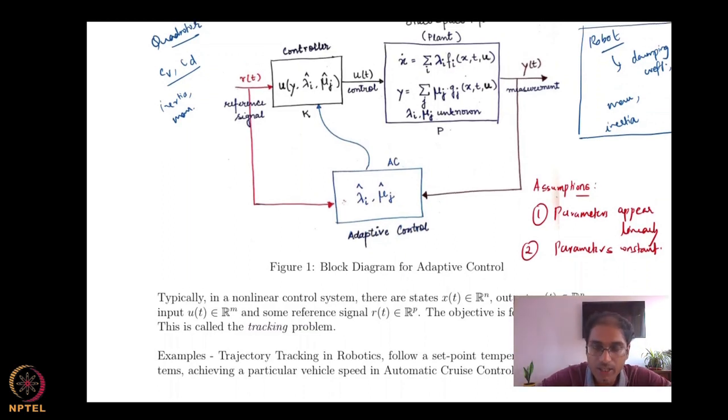All right. So we have this plant block that you can see here, which now has this additional complexity that these lambda i's and mu j's are unknown. Then we have a controller. Now the question is, what should be the structure of the controller? The controller cannot just depend on the output. Yes, output is the only thing that's available, so obviously output is one object that the control can depend on. But now the control also depends on what we call estimates, these lambda i hat and mu j hats. These are called estimates of the true parameters lambda i and mu j. So the controller now depends on these estimates also.